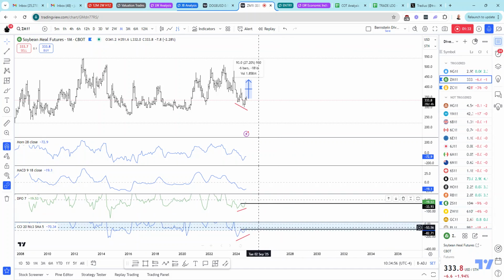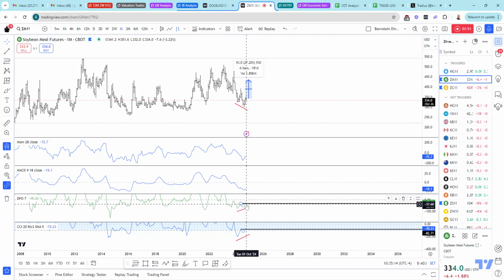Okay, so it's important that you hear the word close, because it doesn't matter if it trades above it. The candle has to close, because what sometimes will happen is the oscillator will trade up here, and once the monthly candle closes, well, the oscillator is back down here. So it has to close.